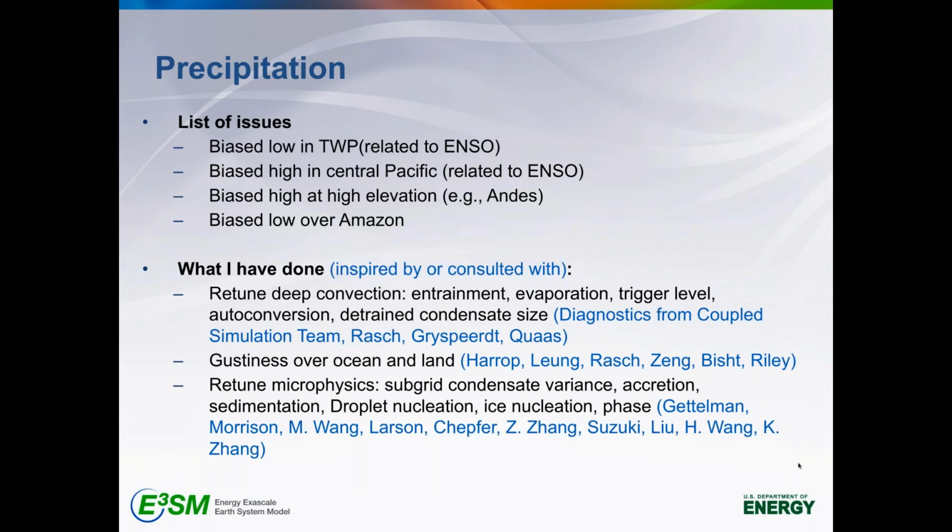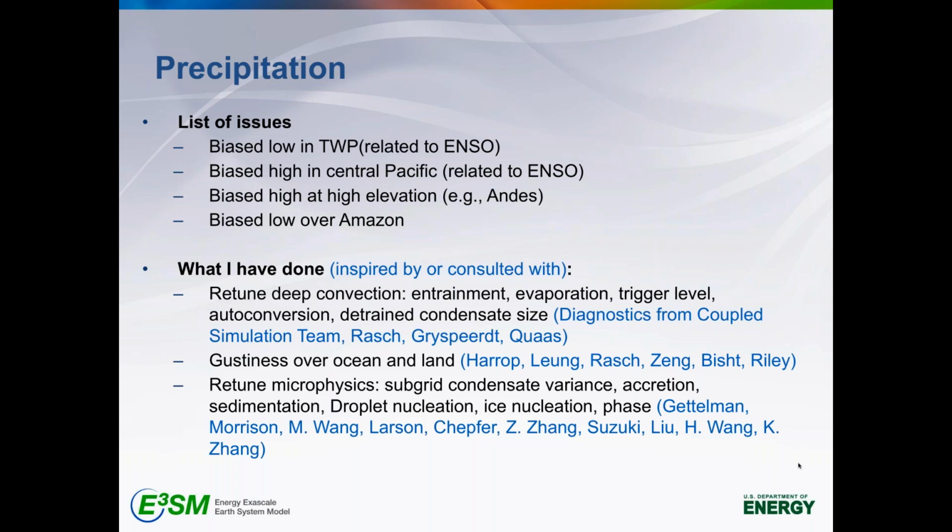And the second topic I'm going to discuss is precipitation. So we have this list of issues. We have low precipitation in the tropical Western Pacific. We have high precipitation in the Central Pacific. And these two undesirable features might be related to the weak ENSO signal in the couple simulation. This is just based on the couple simulation team's diagnostics in the last year. And the third item is the biased high precipitation at high elevation, for example, along the Andes. And the fourth one is we have low precipitation over Amazon. So these four issues are all very common in global models.